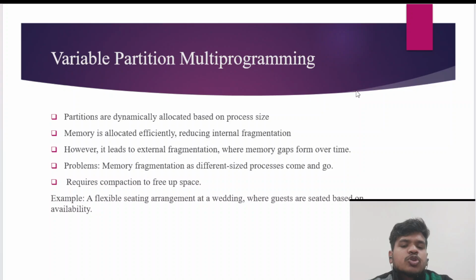So, moving further, we have just seen what is fixed partition multiprogramming. But to solve the disadvantage of this, we got introduced to variable partition multiprogramming. In variable partitioning, memory is divided dynamically based on the size of the incoming process. No predefined partition sizes. Each process gets exactly the memory it needs, whether it is large or small. In this way, there is more efficient memory utilization than fixed partitioning.